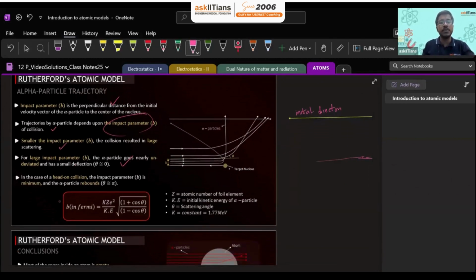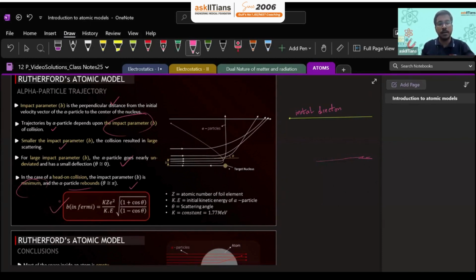So in the case of head-on collision, the impact parameter is minimum. The alpha particle rebounds by 180 degrees, right? And this happens very rarely because why? Because the whole mass is almost concentrated at this point, which is at the center of the atom, and it's in a very small region. So the chance of the alpha particle hitting it exactly, undergoing a head-on collision and getting deflected back, is less compared to it getting deviated or passing straight without deviation, right?